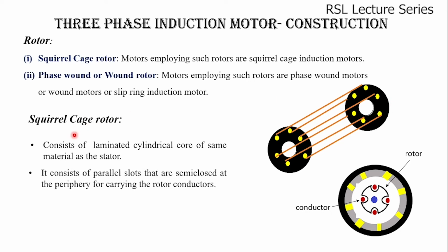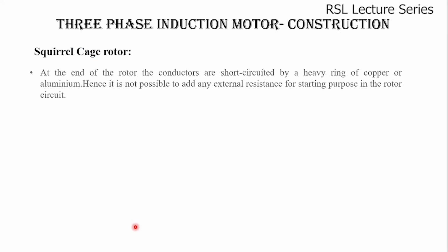So this is what we have discussed. It consists of parallel slots, and the slots are used for carrying the rotor conductors. Here the rotor conductors are bars and not windings. The rotor bars are made up of aluminum, copper, or alloys. The end rings are again made up of copper or aluminum, so it is not possible to add any external resistance. These external resistances are mainly added for starting the motor, and also for speed control of the induction motor.